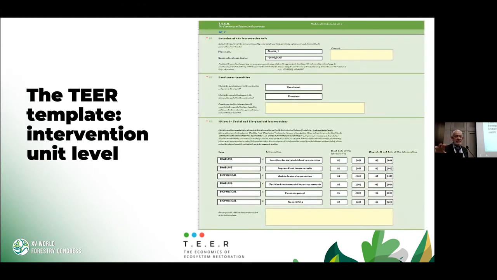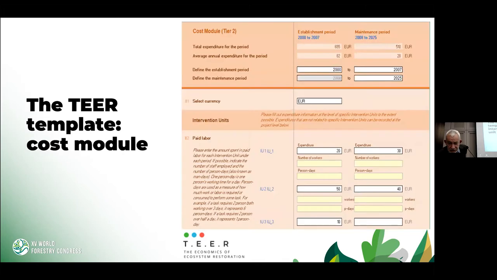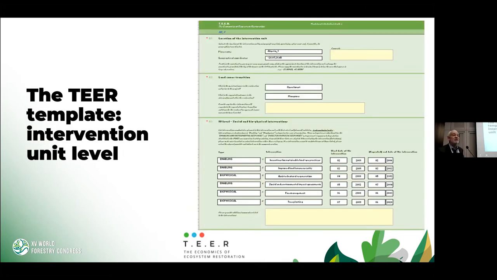Then, as Christophe has said, that's very important. It's a central concept in the whole project. The unit of collection is what we call an intervention unit, which is globally a space on which you have done the same type of intervention and all the conditions are similar, because it needs to be homogeneous in terms of intervention. Otherwise, you cannot compare costs. So for each of these units, we look at the type of intervention, the state of degradation it is in, the state of restoration we project, and what is the combination of actions on that specific piece of land.